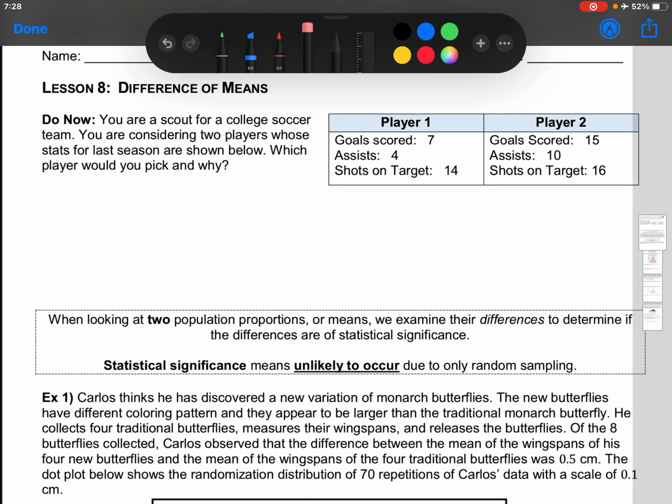So basically we're going to find the average of the two players. The average is what you get when you add up the total numbers and then divide by 3. 7 plus 4 is 11 plus 14 is 25, divided by 3, which is 8.33, right? And the other one is 15 plus 10 is 25 plus 16 over 3, which is 41 over 3, which is 13.67. So of course you will pick player 2 because she has a better average.